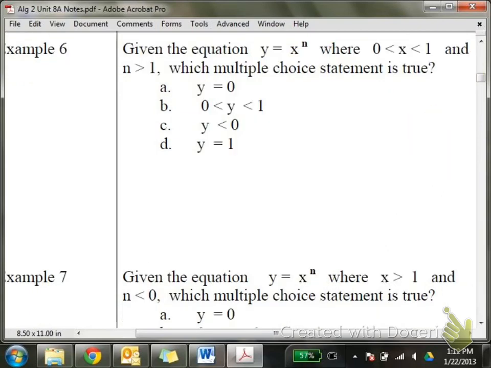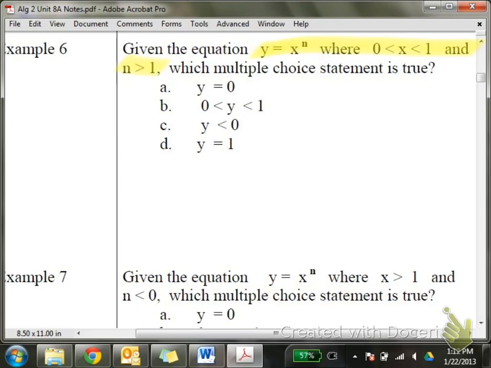All right, guys. Example 6. Here's our equation. Y equals x to the n. 0 is less than x, which is less than 1. So our x has to be between 0 and 1. And n has to be greater than 1. So let's think about it. If my x has to be greater than 0 but less than 1, what's something I could plug in for x? Not 0. It has to be greater than 0, not equal to. But it has to be less than 1.